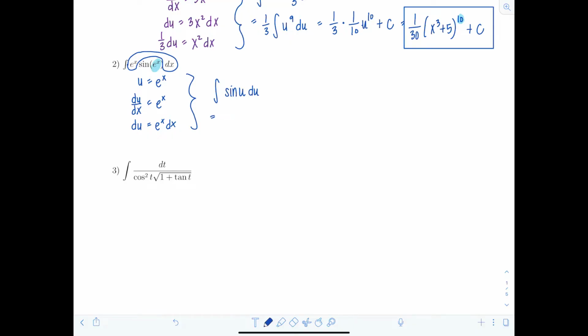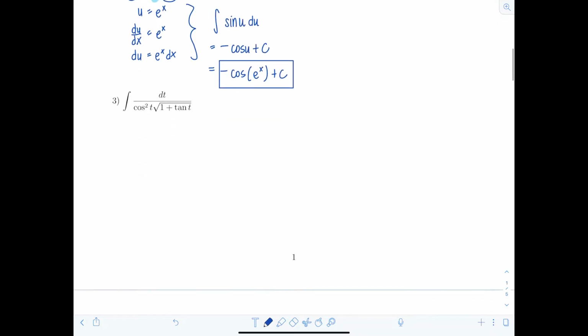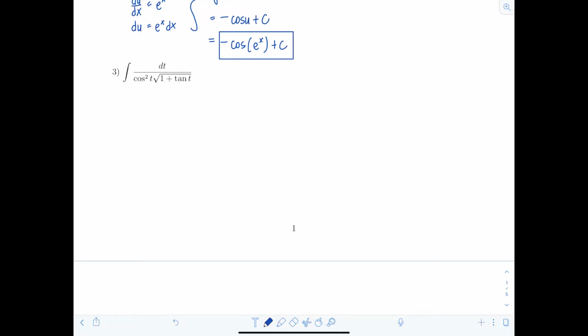And then let's see here. Do we know the antiderivative of sine u? Yes, it's going to be negative cosine of u, and then I need a plus c. And then don't forget to go back to the original variable, which was x. So I have negative cosine of e to the x plus c. All right, looks good.